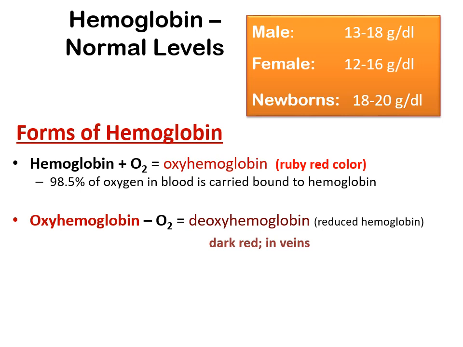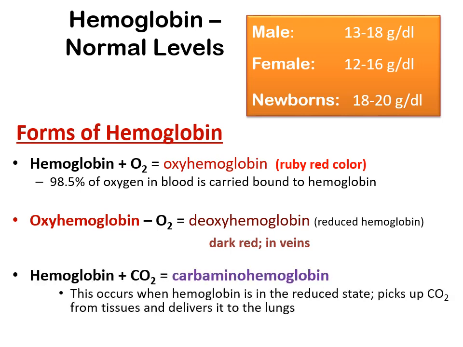Now we will see the second form, the deoxyhemoglobin. Whenever the oxygen detaches from the hemoglobin, it is called deoxyhemoglobin or reduced hemoglobin, which appears dark red in color and is seen in the veins. The third type of hemoglobin is called carbaminohemoglobin. This is when hemoglobin binds with carbon dioxide; it occurs when hemoglobin is in the reduced state and picks up carbon dioxide from tissues and delivers it to the lungs.